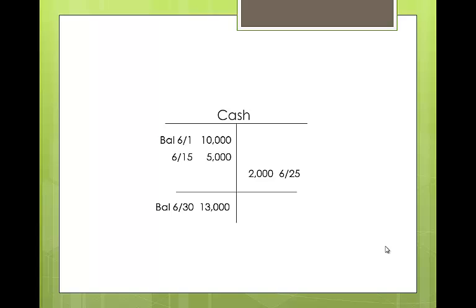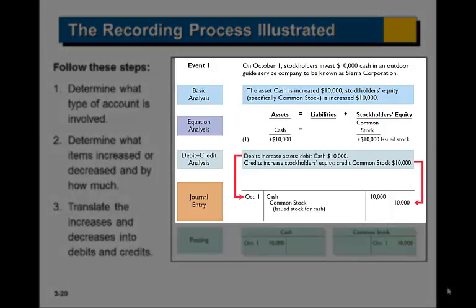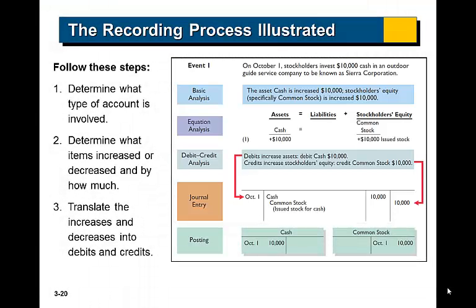Now let's practice posting the 3 entries that we just journalized for Sierra Corporation. We have talked about everything on this slide up to posting. All we have to do now is simply post the numbers from the journal entry to the appropriate T accounts. We have a T account for cash and a T account for common stock. We enter $10,000 on the left-hand side of the cash T account because it is being debited, and we enter $10,000 on the right-hand side of the common stock T account because it is being credited. And that is posting. Simple as that.